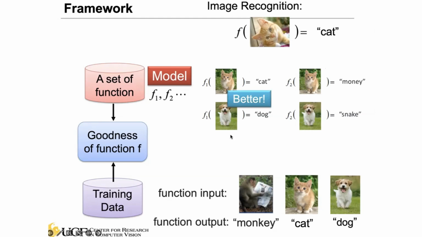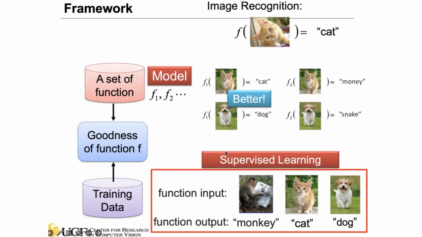If you look at these two examples, using the classification accuracy as a measure of how good the function is, let's take a very simple case. We only have two training data: one image is a cat, one image is a dog. In this case, we can compute the classification accuracy. This is 100%, and compared to this function F2, it is basically 0%. So obviously this is a better function, and we want to use that.